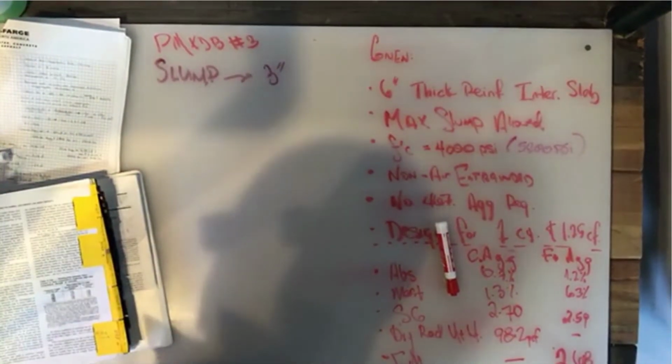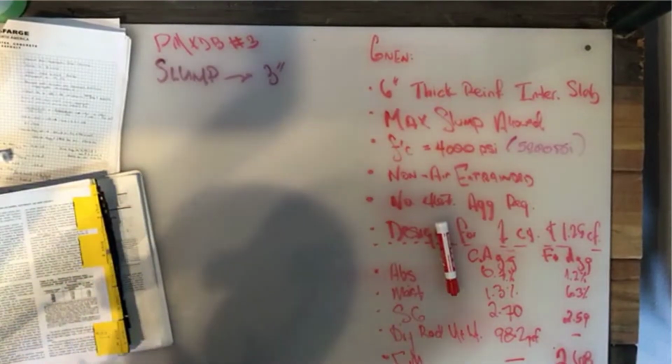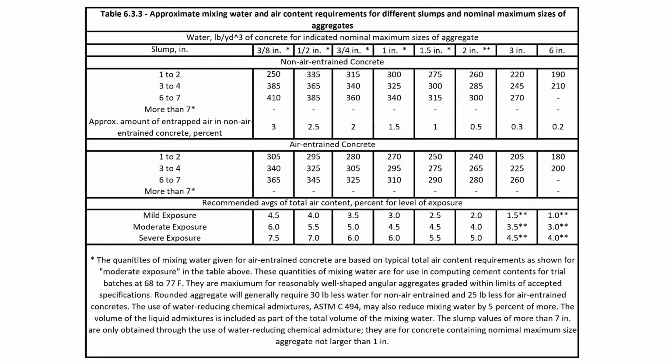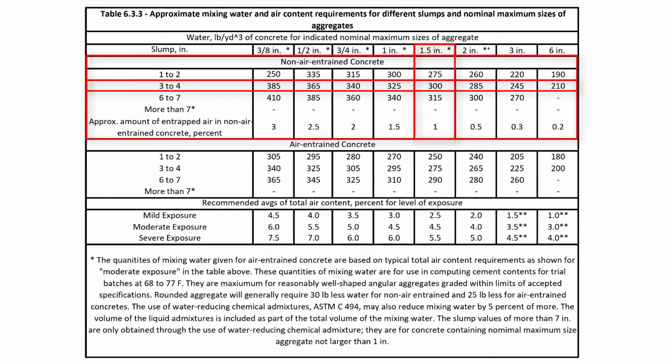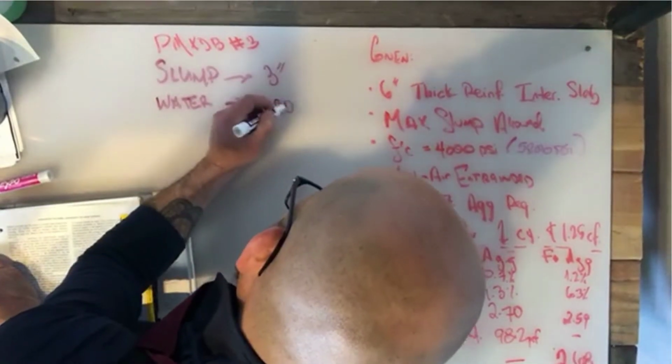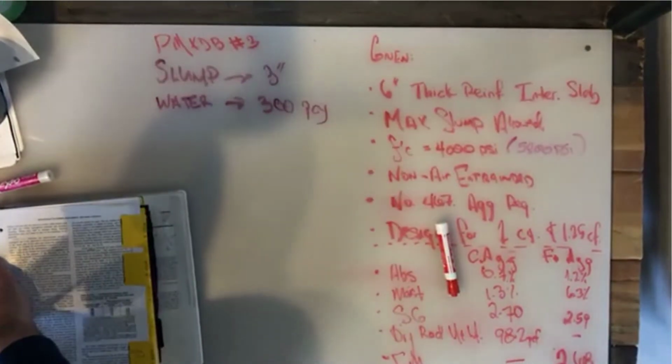And then what we're going to do is jump over to table 6.3.3. It's page number 8. And with a number 467, non-air entrained concrete, and I believe the aggregate was a crushed and angular aggregate, so we're not going to be taking any water out of it. If it was a rounded rock, we would be taking it out. But for our water, we're going to say it's 300 pounds. Again, because we have 1.5-inch aggregate. We want a 3 to a 4-inch slump, a maximum of a 3-inch slump. 300 pounds per cubic yard for our water.